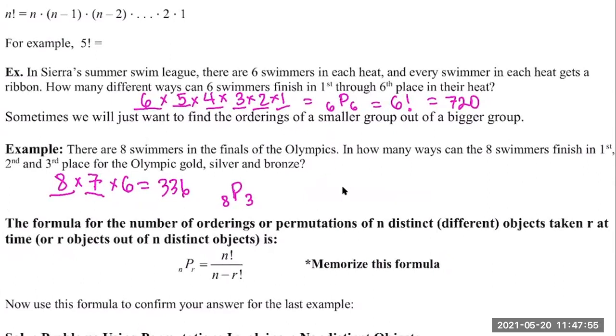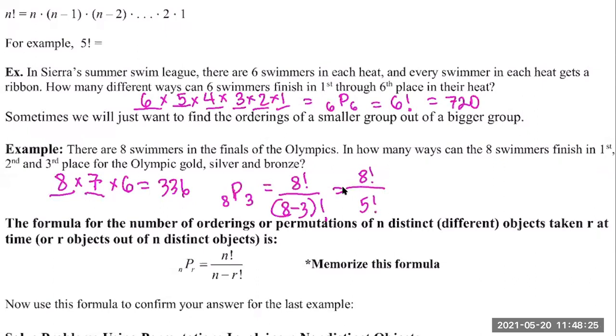Okay, so let me just apply the formula and show you guys how that makes sense with what we just did. According to the formula right here, you're going to put the total number of people on top, factorial. So 8 factorial on top. We're going to divide by the difference between N minus R. So in this case, 8 minus 3 factorial. It's in parentheses, so we would do the 8 minus 3 first. So that's 8 factorial over 5 factorial.